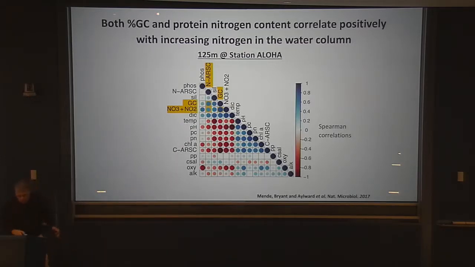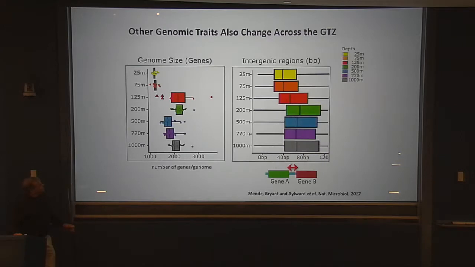The reason this is interesting is that people have been debating for quite some time as to why organisms might have different GC contents. What we think is that it's really nitrogen limitation that's driving this push towards low GC and low nitrogen containing proteins in the collective community and the individual organisms that live there.